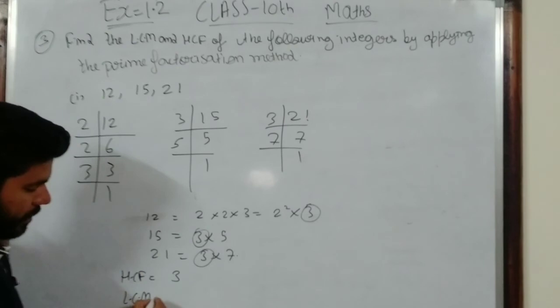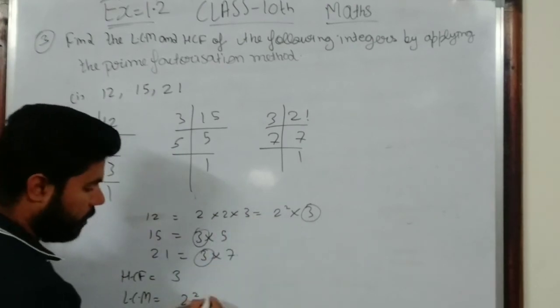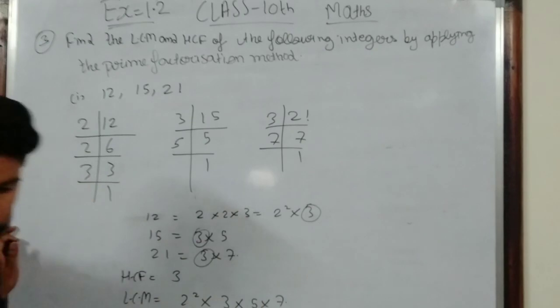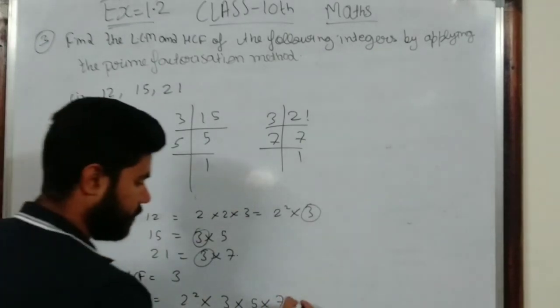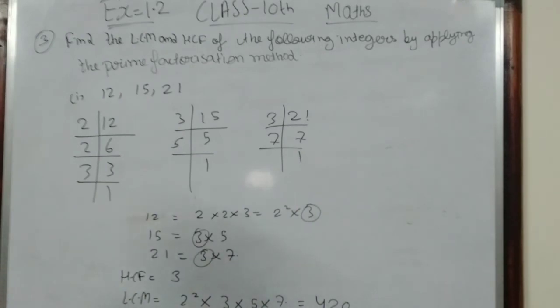And LCM is the product of the highest power of each prime factor involved, that is 2 square into 3 into 5 into 7, that is 420. That's it. This is a simple question. We have the other two parts also. You can check in your NCERT textbook.